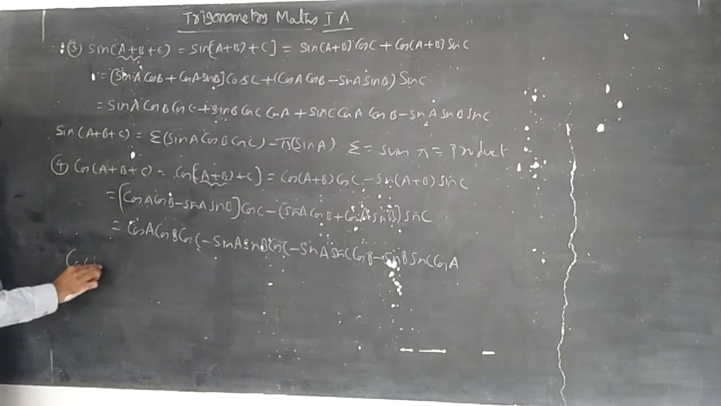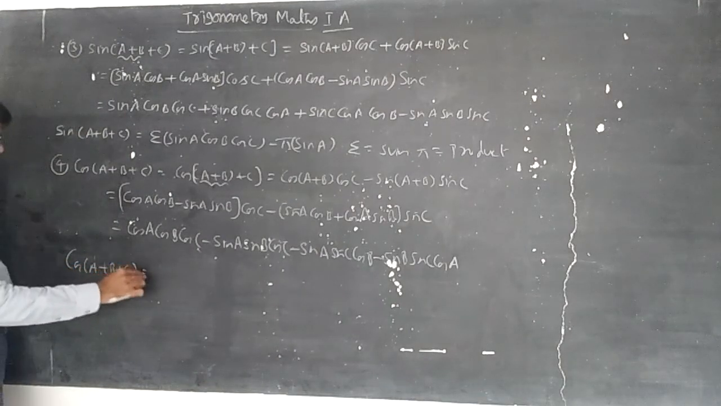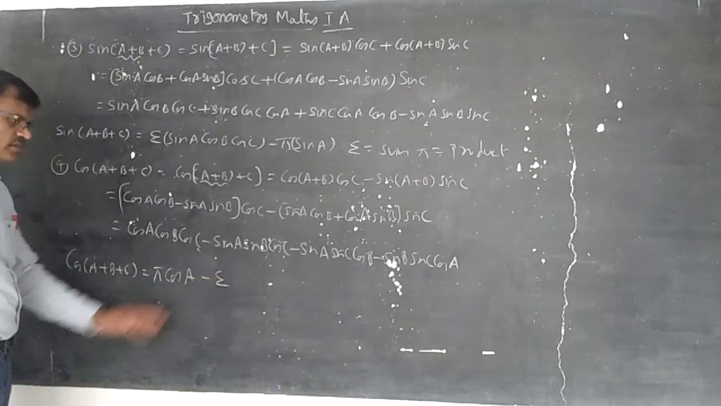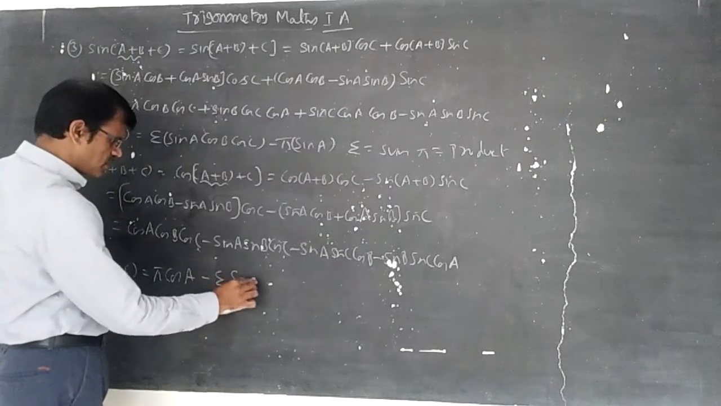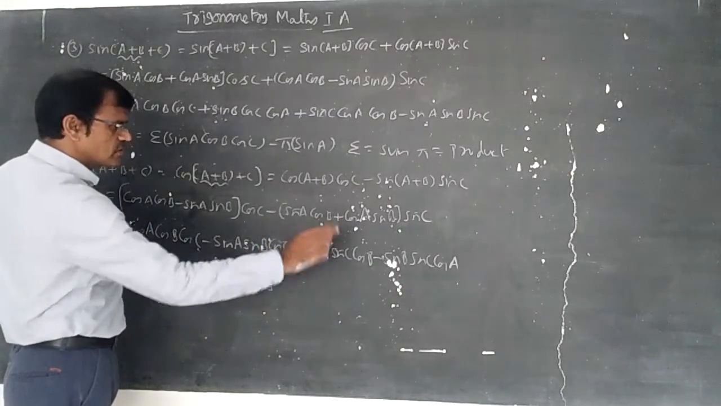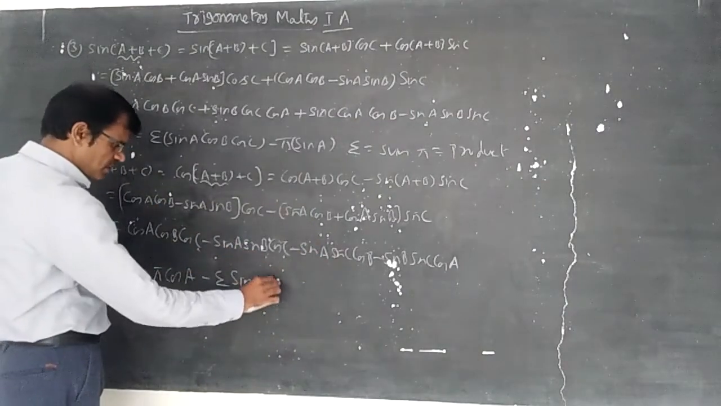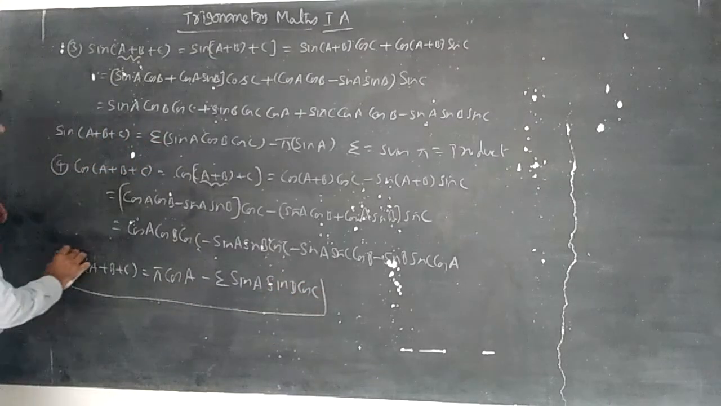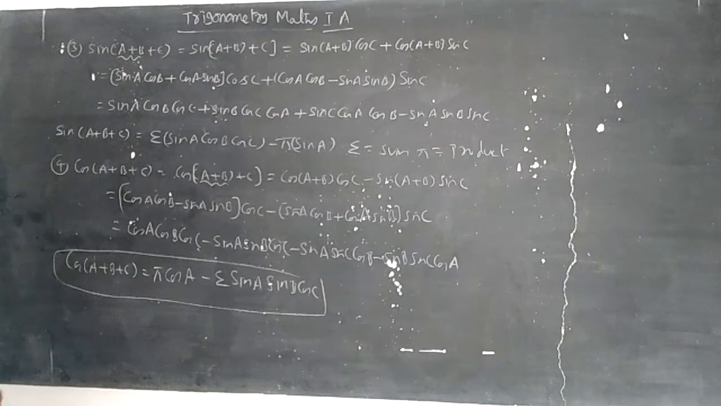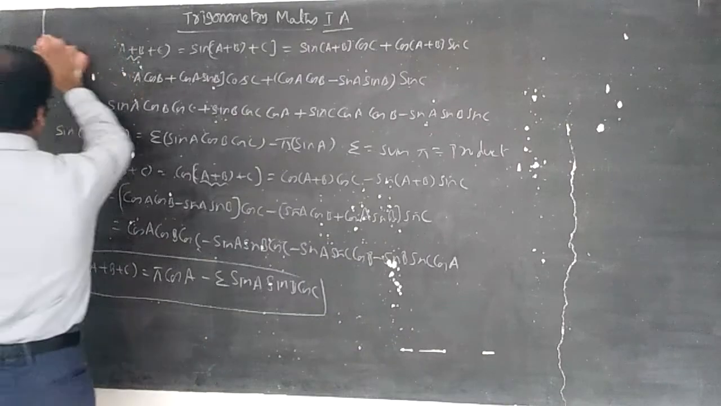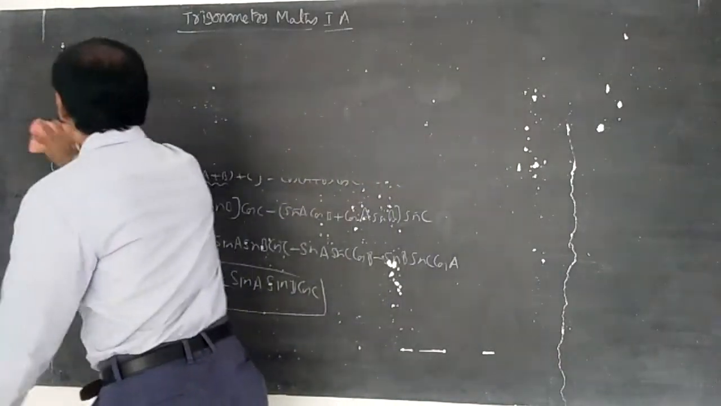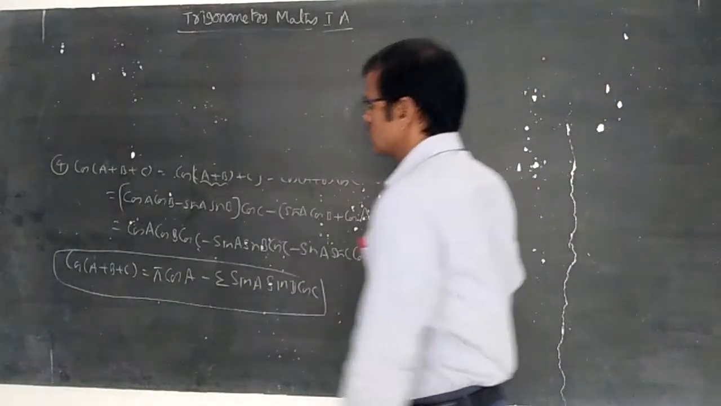This formula cos of A plus B plus C, you can write this is simply pi cos A minus sigma, like simply write sin A sin B cos C. Otherwise sin A sin B cos C, sin B sin C cos A, any order you can write, sin A sin C cos B. This is a formula. Sigma means summation and pi means product. Depends upon this one, multiple compound angles. We can write tan of A plus B plus C also. These are the useful formulas.